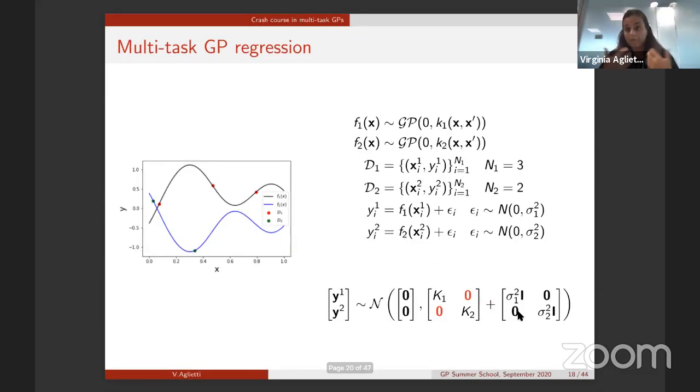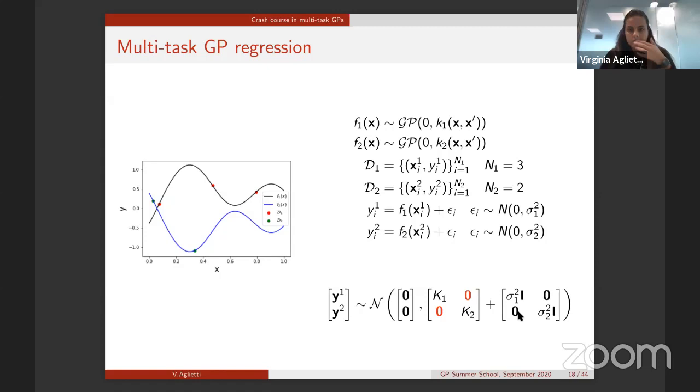Now, what happens when you have 2 functions? You might see, for example, in this case on the left plot, that the 2 functions are highly correlated. In particular, the second function, the blue one, is a specific transformation of the first function. What you can do is place a GP on the first function and a GP on the second function. Then you collect data points from the first function, and these are the red dots, and data points from the second function, these are the green dots. In this case, I have 3 points from the first, 2 points from the second, and I'm assuming the 2 likelihoods for the 2 functions to be Gaussians as well.